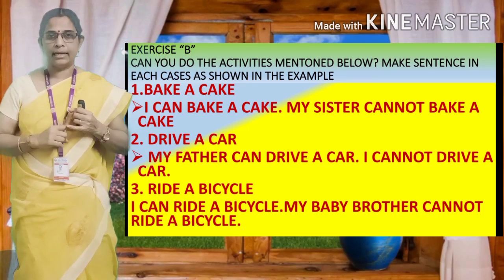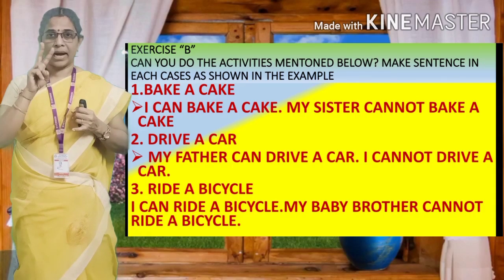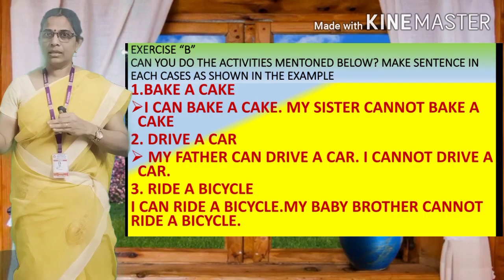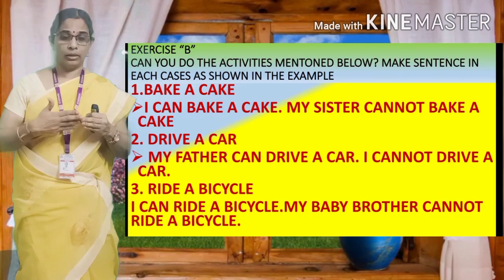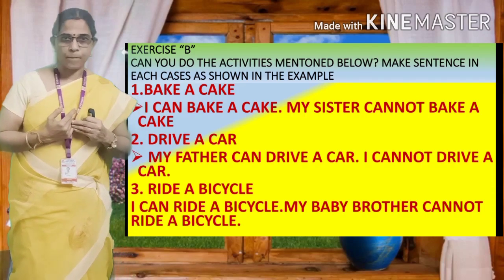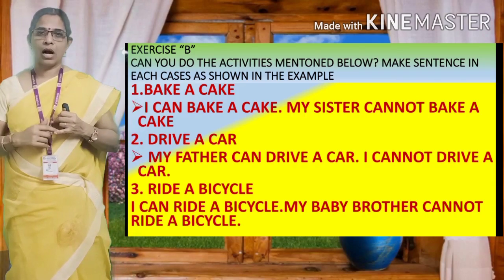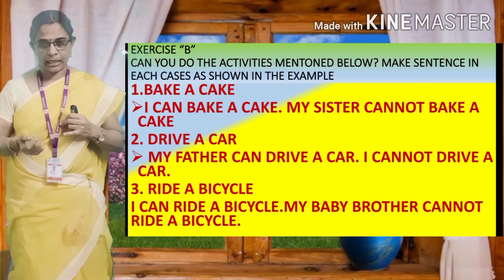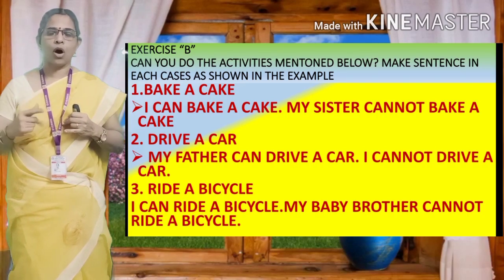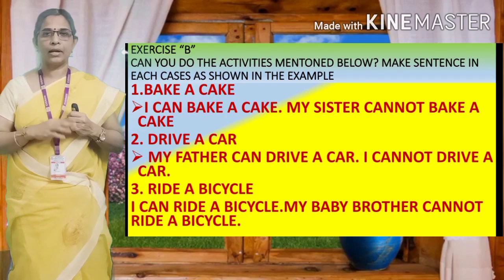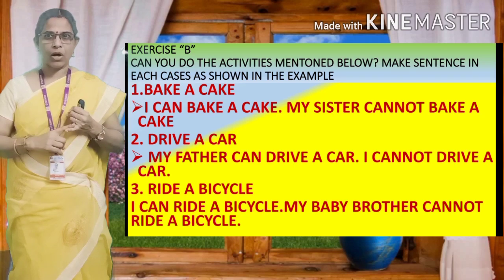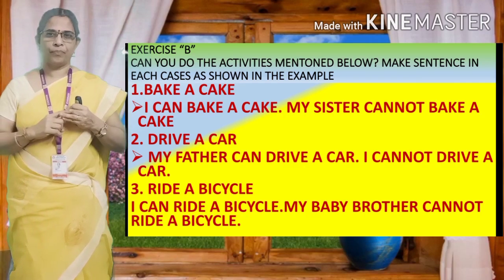In each question we have to write two sentences. First one is positive, another one is negative. If you know the activity, you can write can. Okay. My father can drive a car. That is the first sentence of the second question. I cannot drive a car. That is the second sentence in the second question.